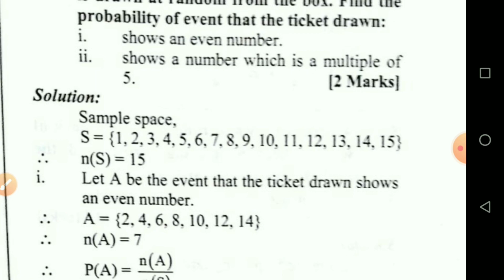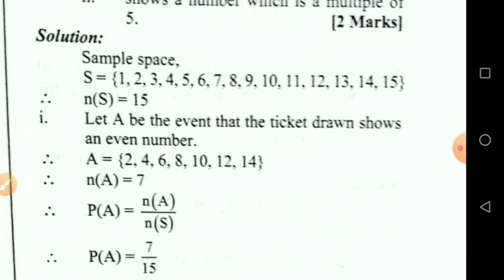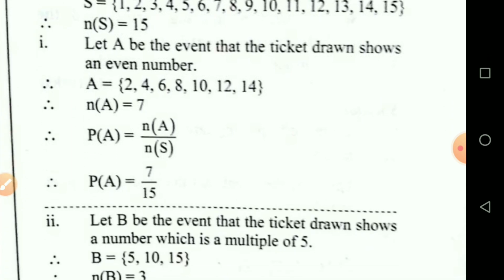Give letter A to the first event. Let A be the event that the ticket drawn shows an even number. Collect the even number tickets from the box sample space. A is equal to {2, 4, 6, 8, 10, 12, 14}. Number of A equal to 7. Probability of A equal to number of A upon number of S. Substitute the values. P of A is equal to 7 upon 15.